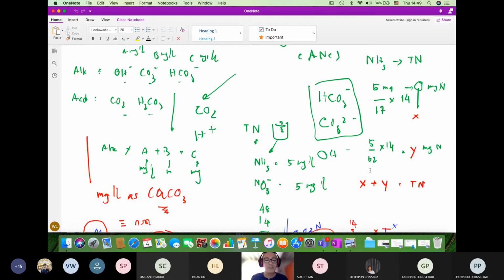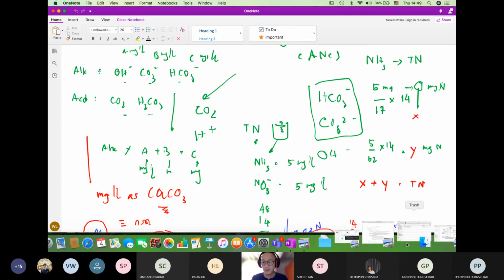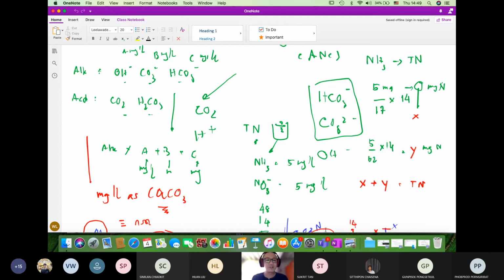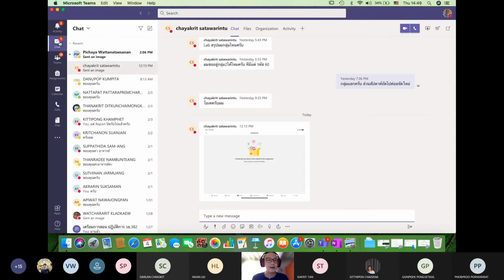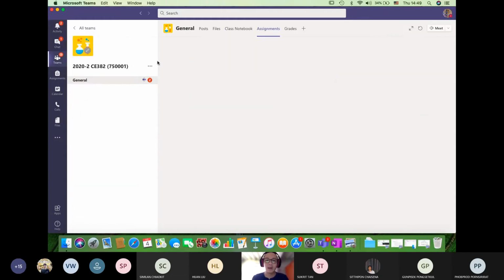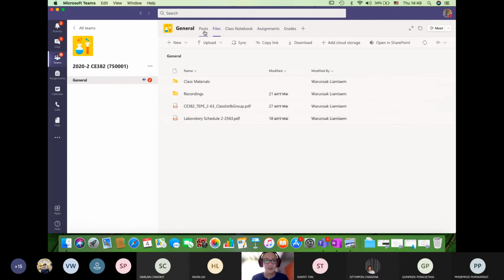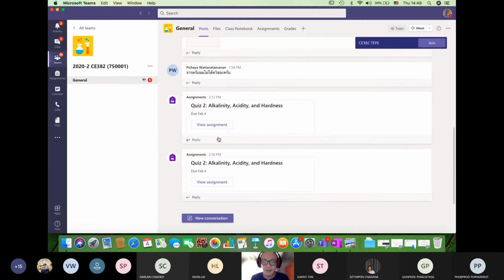Then for the procedure to analyze the alkalinity and acidity, you may go to the files. So in the files, somebody has posted some message.